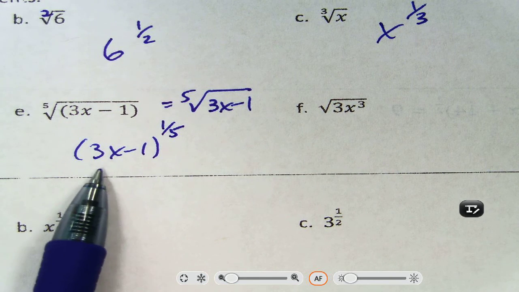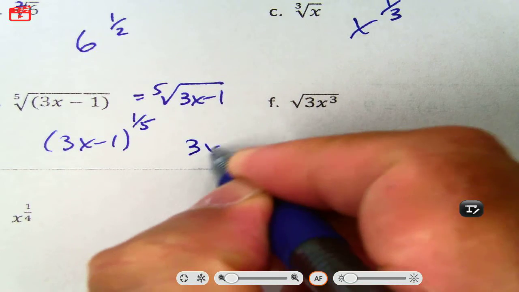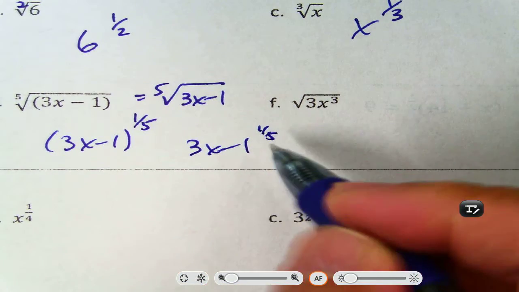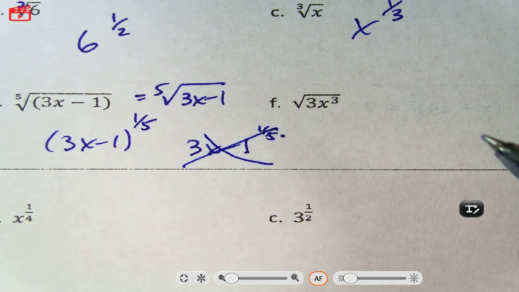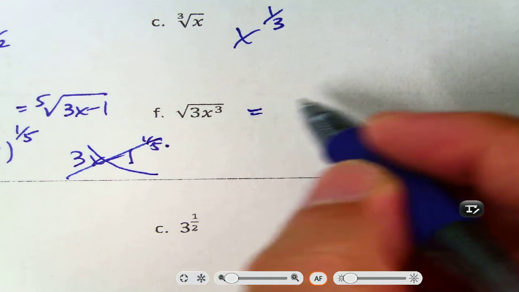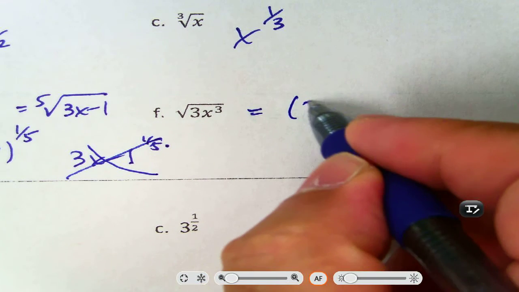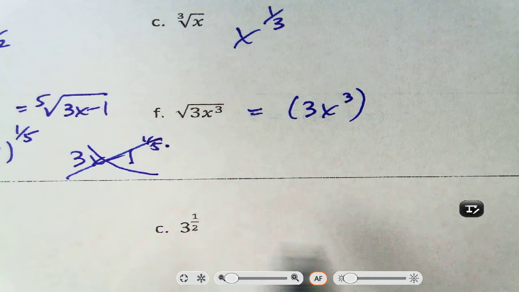I have to have the parentheses when I switch forms, because it doesn't make sense to just have 3x minus 1 and then 1/5 over here. This makes it look like it's only the 1 being raised to the 1/5 power, and that's wrong. Here you need the parentheses. Whatever's inside, including the exponent, you're raising it to the 1/2 power.